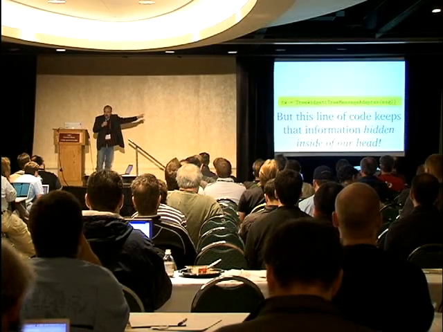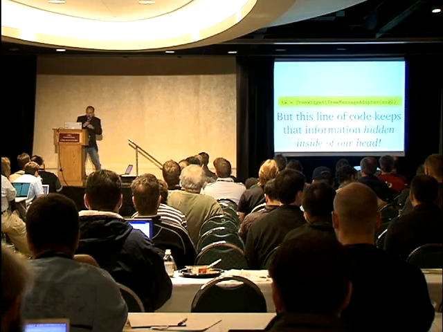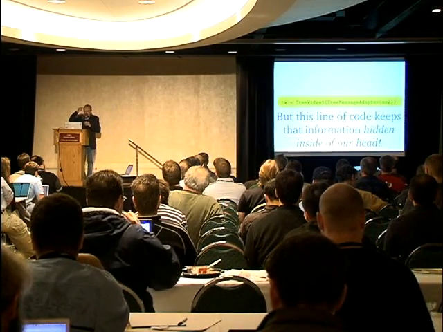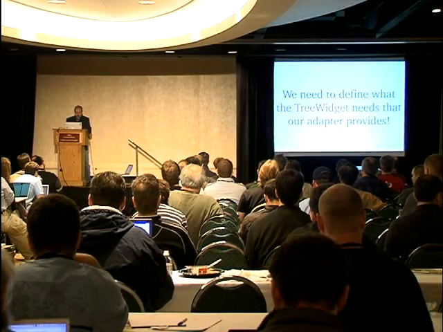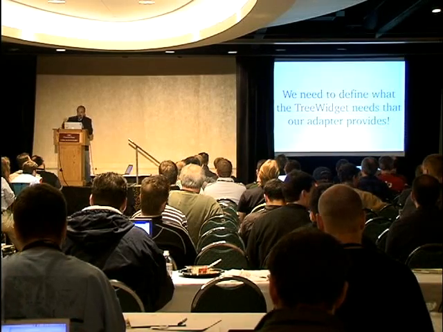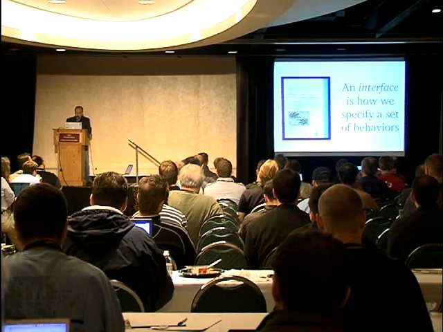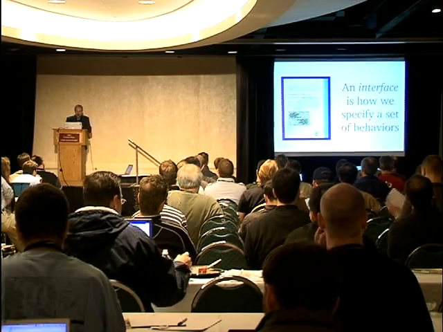If we think it's our job to go through our code writing this every time some consumer of an object needs something different, that information is just staying up in our head. The framework, Python, doesn't know that. We need some way to define what the tree widget needs that the adapter provides so they can get hooked up. Again, in design patterns, they call this idea an interface.